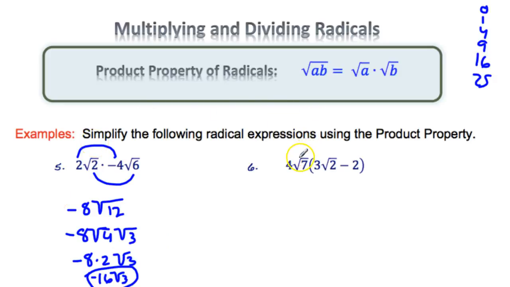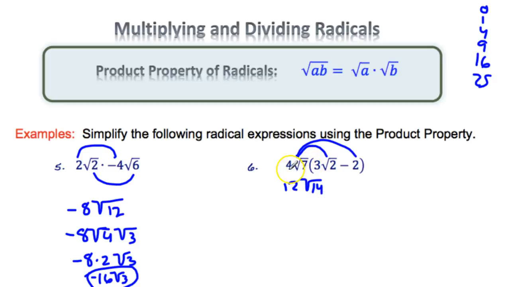Over here, this is the distributive property, so you have to do the number on the outside by both of the terms on the inside. So here we go. I'm going to do coefficient times coefficient. 4 times 3, 12. Now radical times radical. Radical 7 times radical 2, radical 14. So that's my first term.